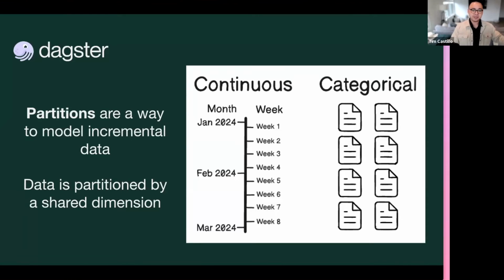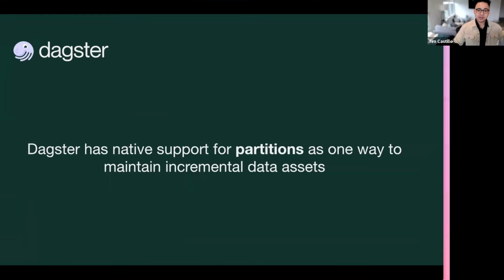And if you've experienced the strain or pressure that we talked about earlier when working with this quickly growing data, then you should consider partitioning your data assets. The great thing is, Dagster has native support for partitions as one way to maintain incremental data assets. And for the rest of this talk, we'll go over some of the many ways this is available to you and how you can use partitions to make robust and efficient data pipelines.